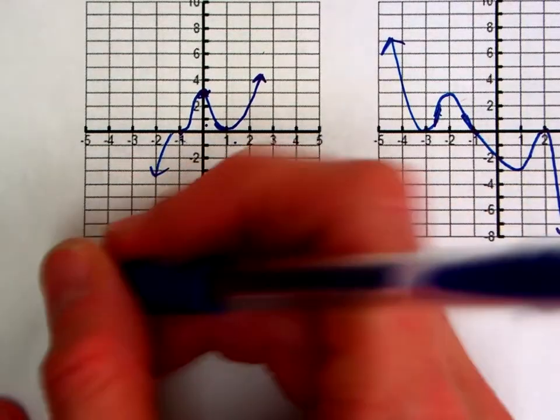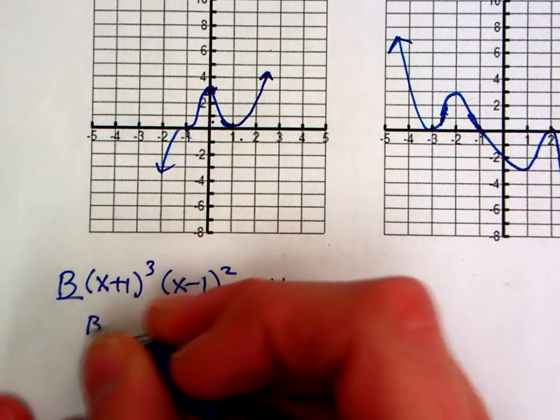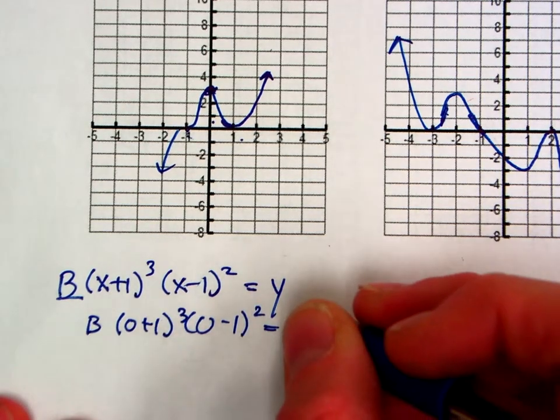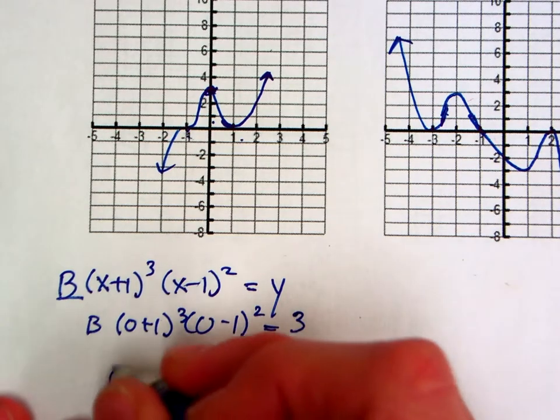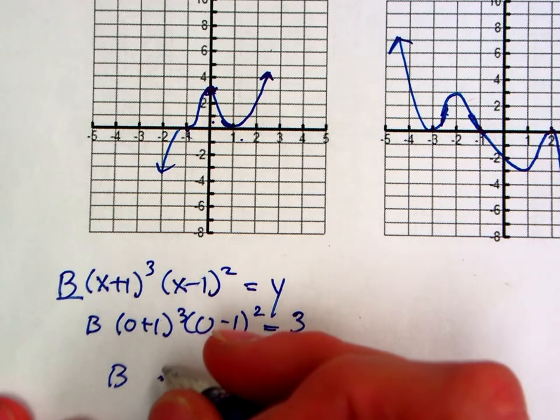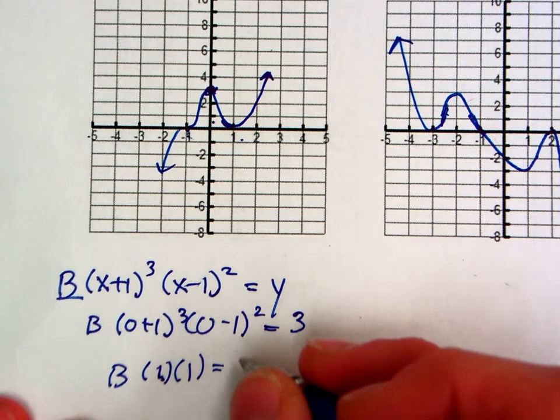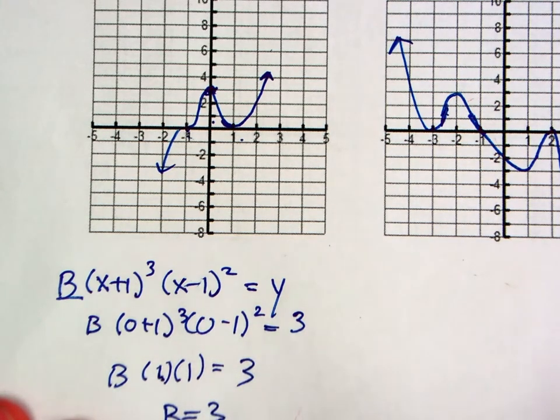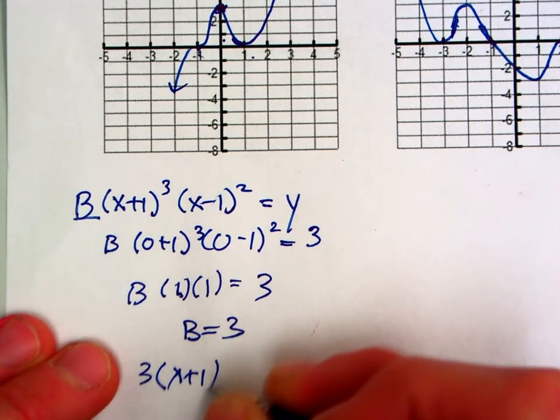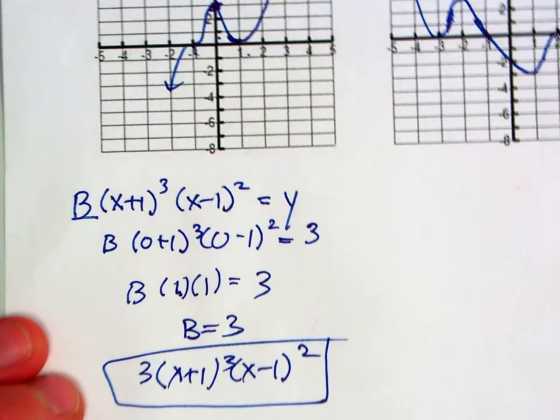So let's pick a letter and then plug in 0, 3. So b times 0 plus 1, 0 minus 1, and set that equal to 3. So this is 1 times 1, so b equals 3. So my final answer would just be 3 times x plus 1 to the third, x minus 1 squared. There's no need to multiply that out.